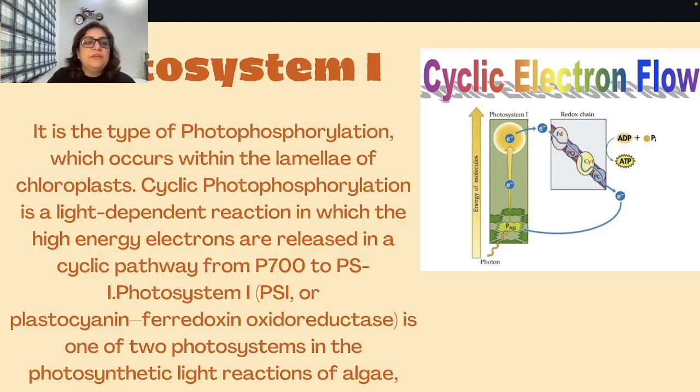Cyclic photophosphorylation is a light dependent reaction in which high energy electrons are released in a cyclic pathway from P700 to PS1. Photosystem 1, also known as plastocyanin ferredoxin oxidoreductase, is one of the two photosystems in the photosynthetic light reactions of algae, plants, and cyanobacteria.